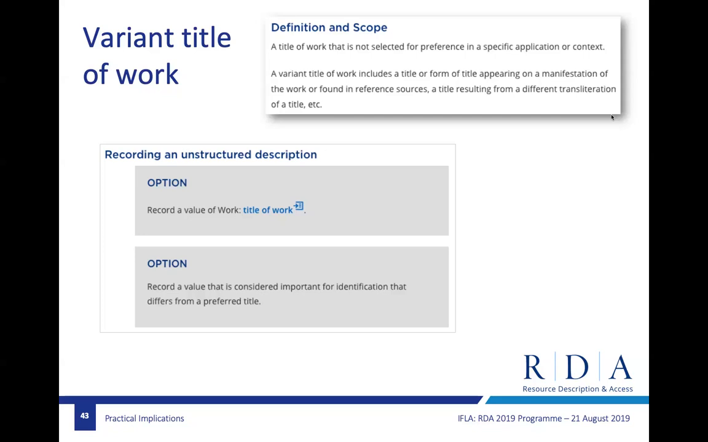It's a title of work, which we covered under preferred title, and it will be recorded because I, in my cataloger's judgment, consider it important for identification, because it differs from the preferred title and could affect individuals searching for it. So back to Bibliotech, which is one word with a capital T.